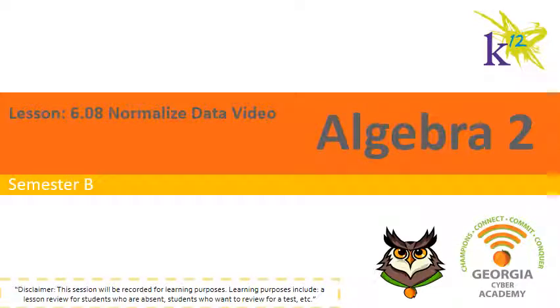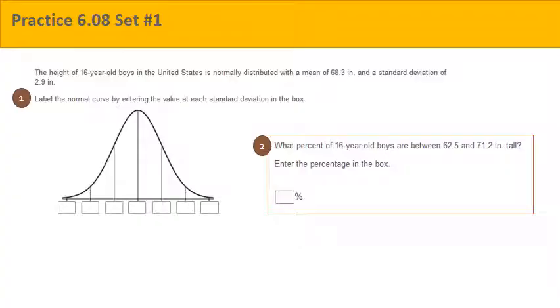So in this video, we're going to look at 6.08, normalized data. So here's one that's just like here, question number 1. We have the height of 16-year-old boys in the United States is normally distributed with a mean of 68.3 inches and a standard deviation of 2.9.